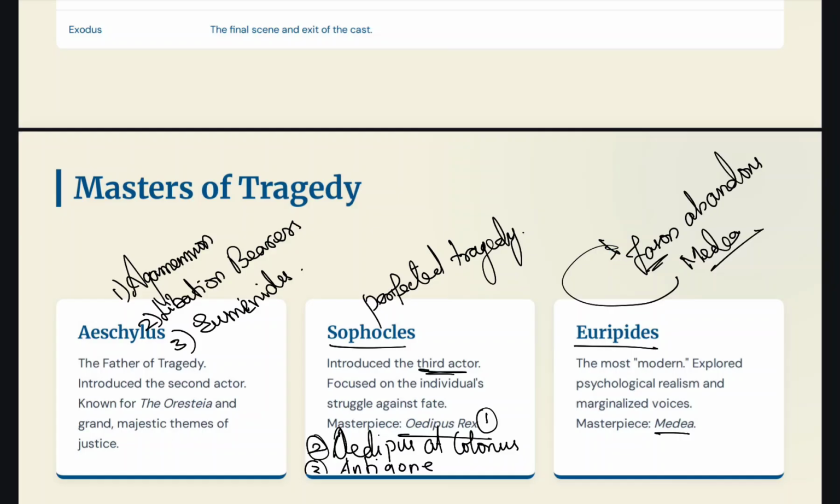Euripides forces audiences to confront uncomfortable moral complexity, and many modern psychological dramas owe more to Euripides than to humor, because Euripides is equal to psychological realism.